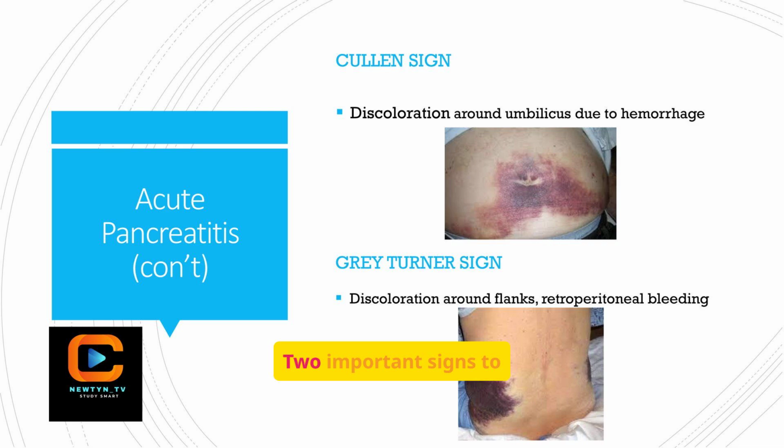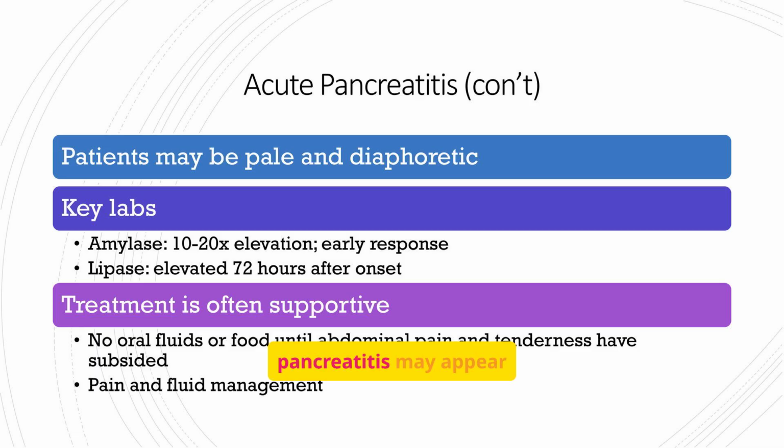Two important signs to look for in acute pancreatitis are Cullen's sign and Gray-Turner's sign. Cullen's sign is discoloration around the umbilicus due to hemorrhage, while Gray-Turner's sign is discoloration around the flanks due to retroperitoneal bleeding. Patients with acute pancreatitis may appear pale and diaphoretic.